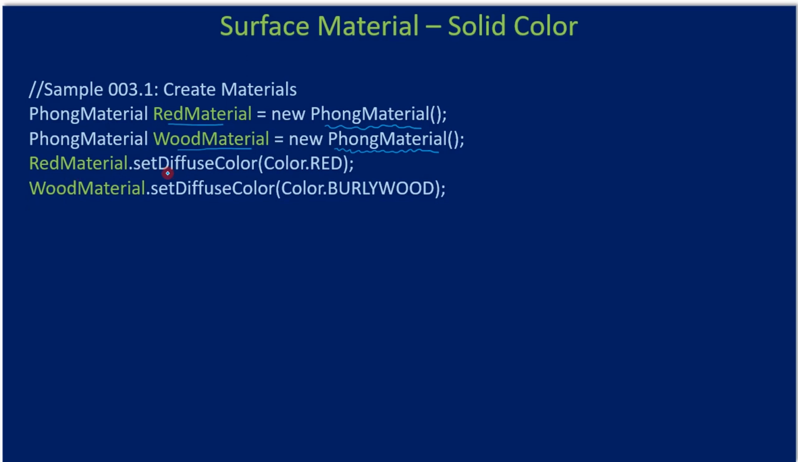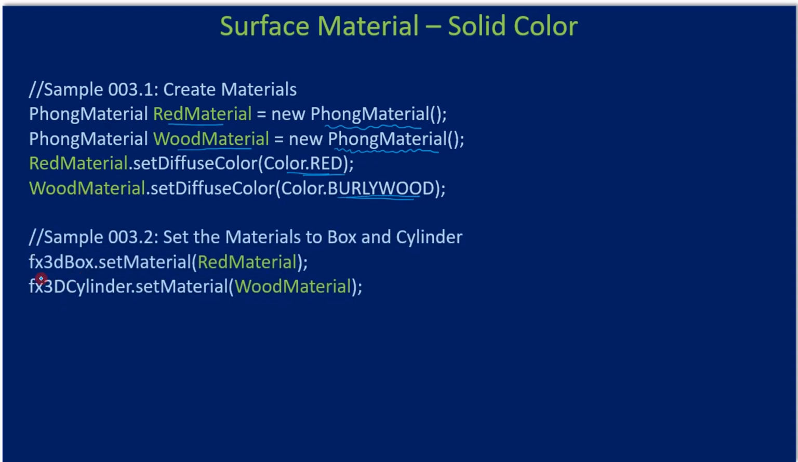Then we are setting the diffuse color. For red material, we are setting the diffuse color as Color.RED, and for wood material we are applying the color BURLYWOOD. These are all color constants that come from the JavaFX package, and we are using them here to prepare the material. At this time we have two solid materials ready. One is red material and another one is wood material.